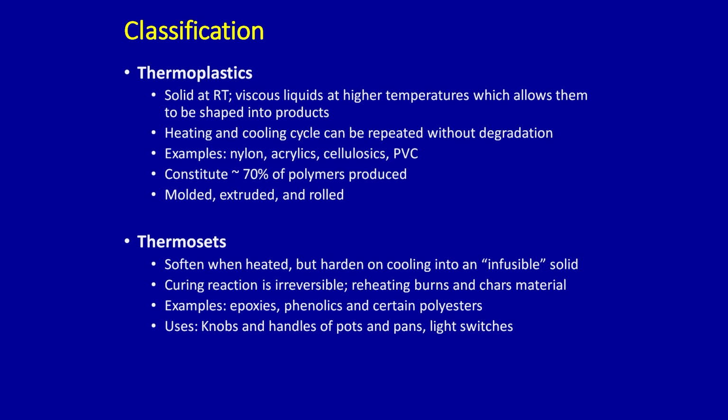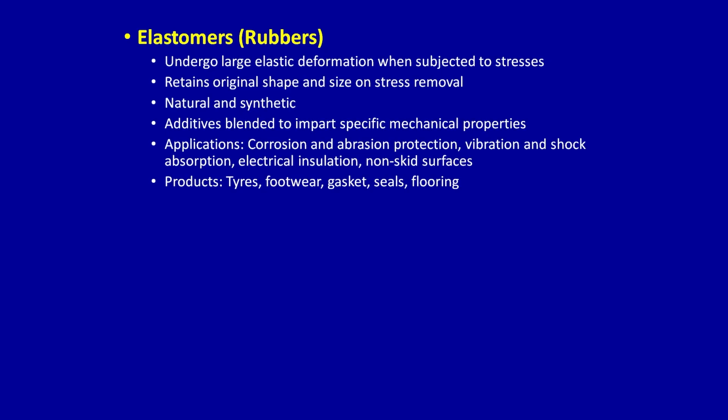On the other hand, elastomers undergo large elastic deformation when subjected to stresses. You have probably seen rubber bands, which you can extend to a very large distance. It retains its original shape and size on removal of the stress, not always. If you deform extensively, it may come back to the original shape, but not the size. They can be made from natural rubber, from rubber trees, as you know, or they can be synthetic. Many tires of cars are made of rubbery material, which is synthetic.